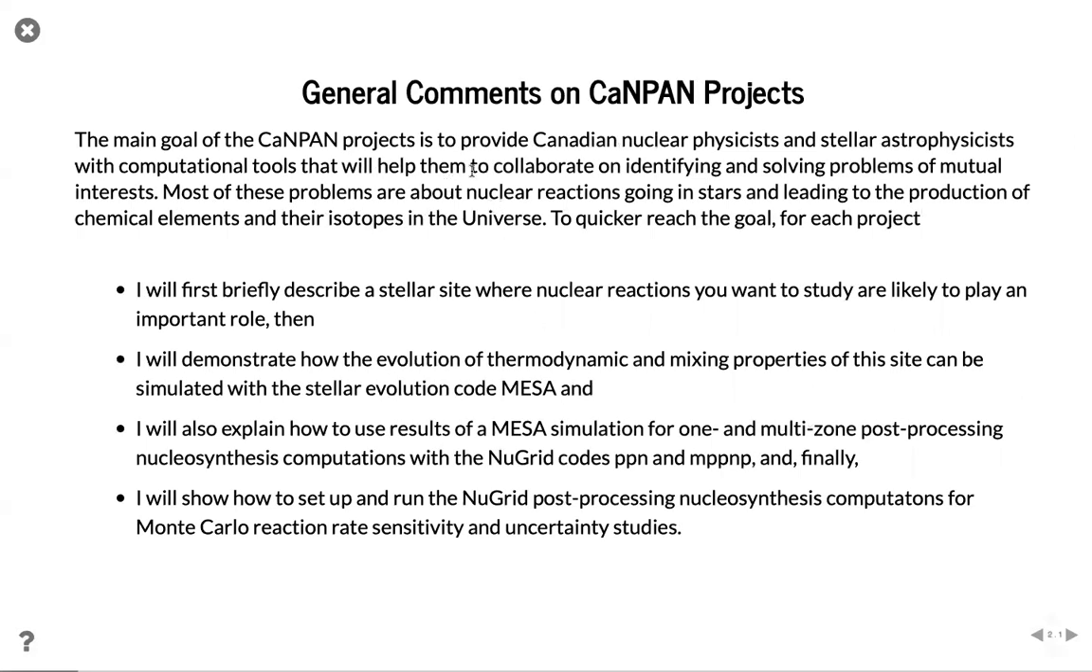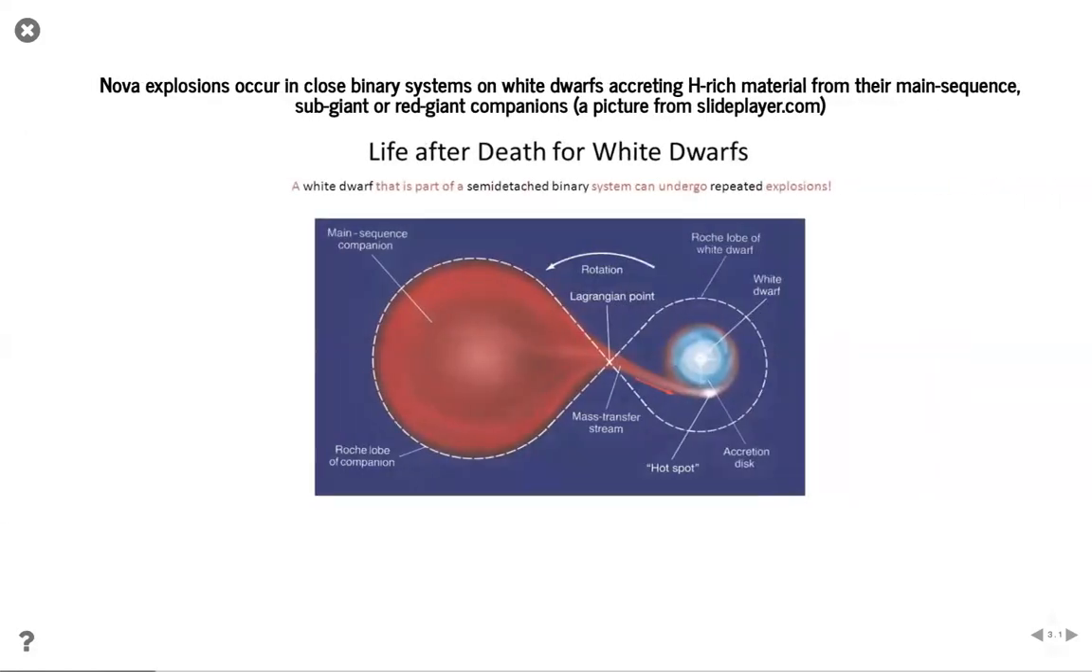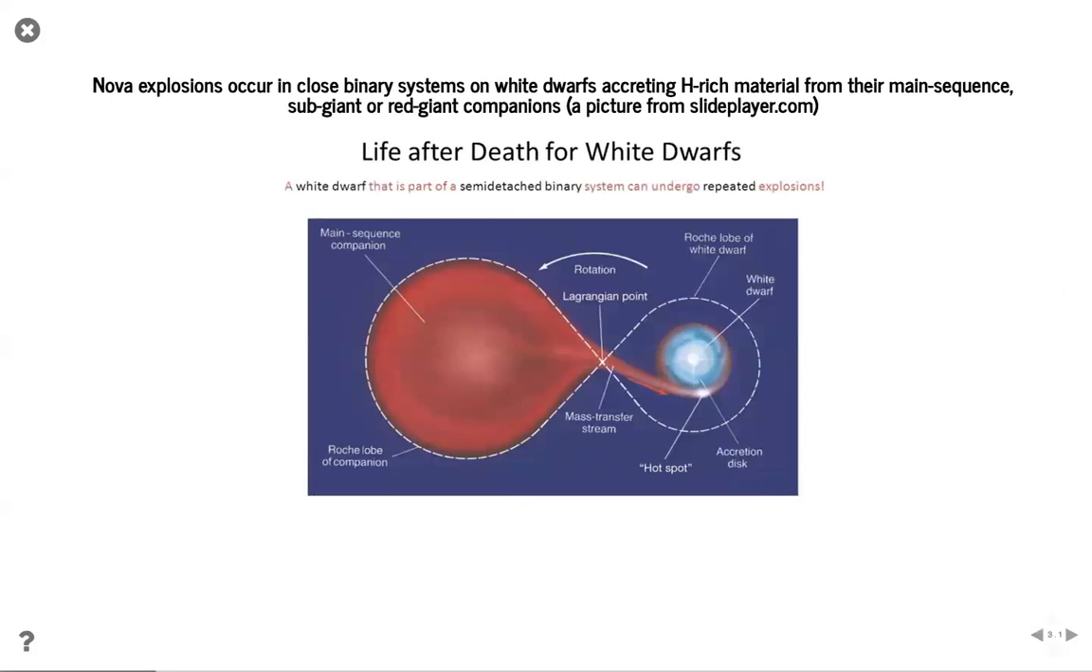So this first slide is just a common slide that gives general comments on CaNPAN projects. Therefore, I'm not going to read it. This is just a common slide. Now, this is a slide related to classical nova stars.